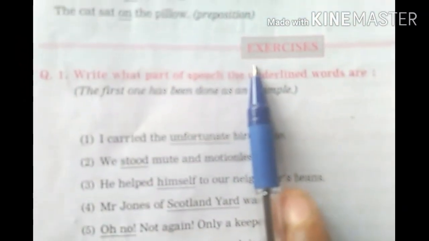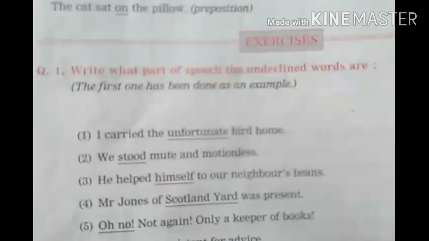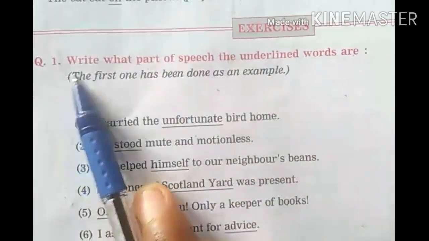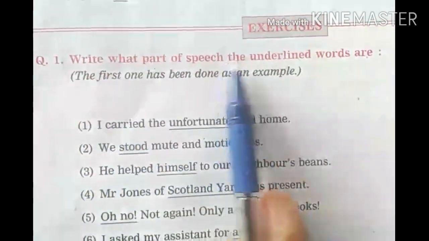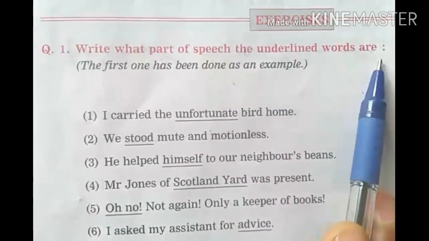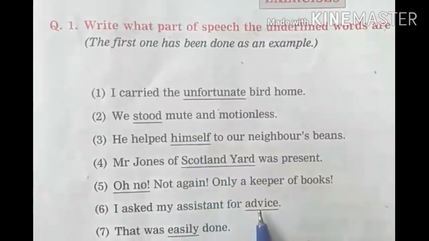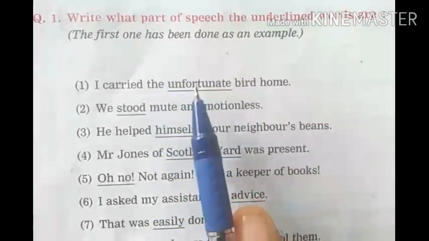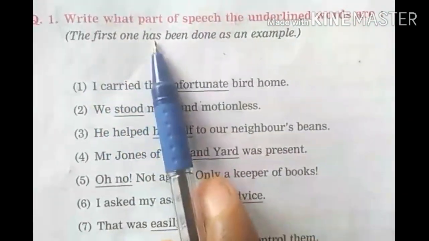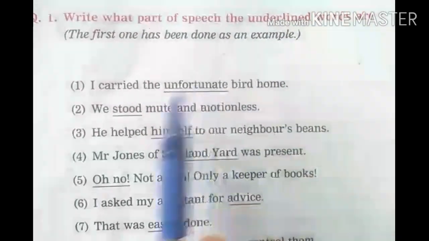Now we have finished our explanation. Let's go to the exercise. Question number 1. Write what part of speech the underlined words are. Now can you see here they have given us a few sentences and they have underlined a few words. Now we have to tell which part of speech each is. And the first one has been done as an example.